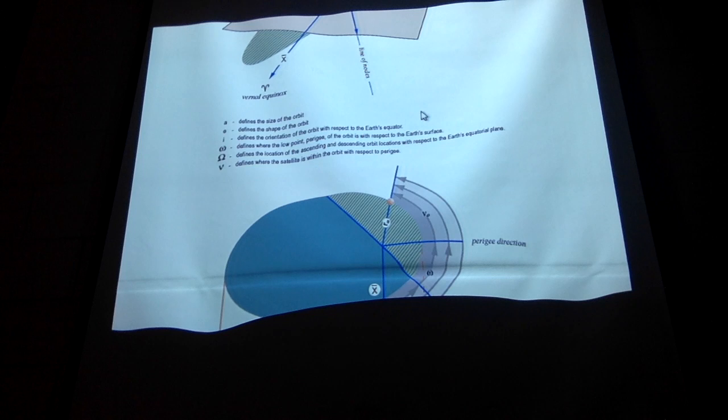Again, what are the 6 orbital elements? You start with size, shape, orientation. 3 angles will define orientation: cap omega, small omega, and I. Cap omega, the big omega.